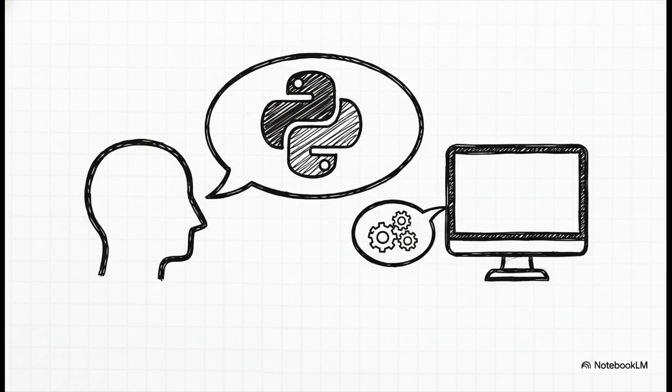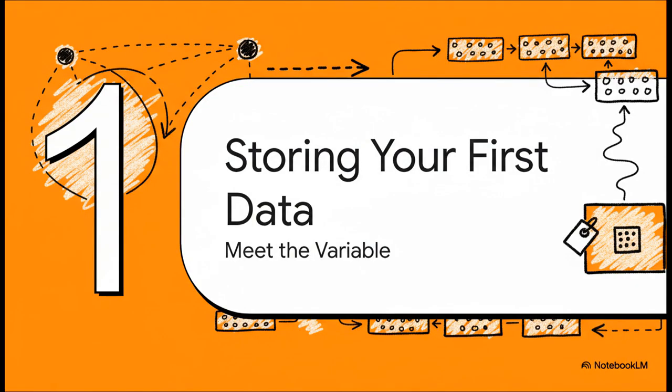Think of it like any other language. It's got its own vocabulary, its own grammar, and its own rules that we need to follow. Our goal here is to learn just enough to have our very first conversation with the computer. All right, so where does that conversation even begin? It all starts with the single most essential building block in all of programming. It's something called a variable.